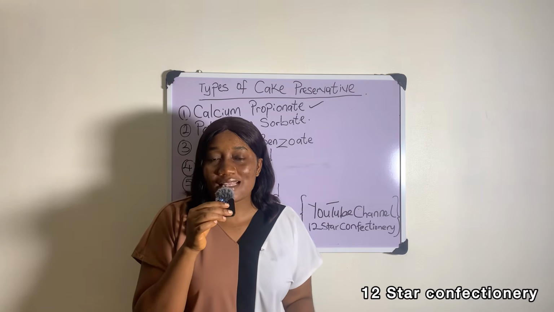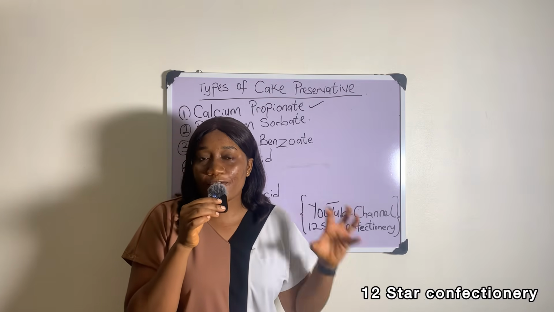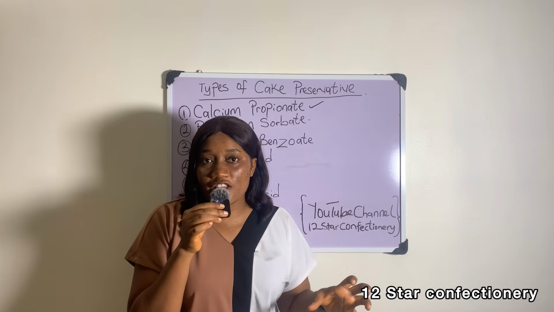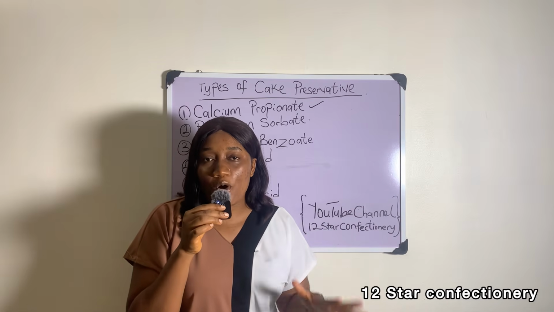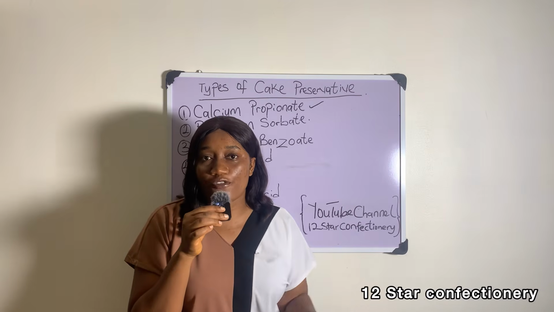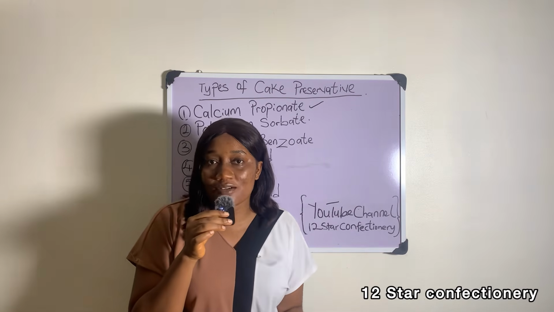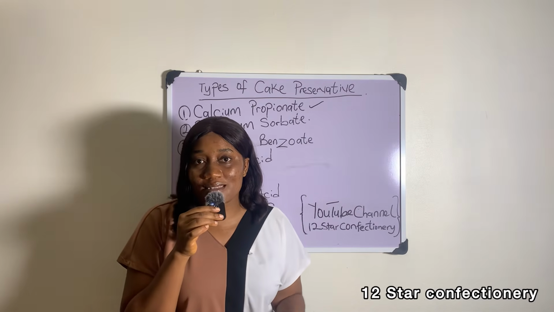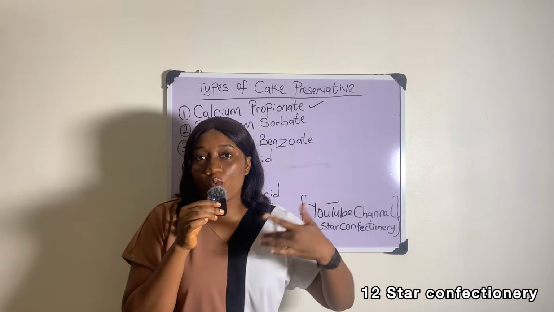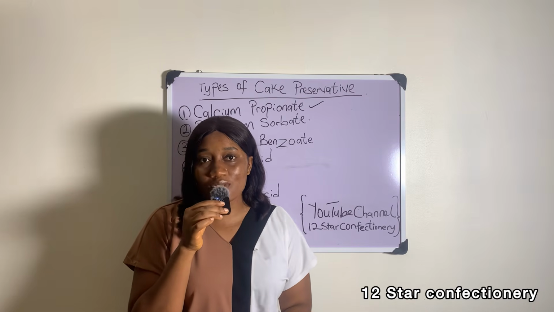But let's say for instance you want to bake a 1 kg cake, that is, your flour measurement is 1 kg. So the amount of preservative you need is 2.5 to 3 grams of preservative. That is why it is important to have a scale as a baker. So please, if you don't have a scale, go and get a scale. But don't worry, I will also convert this into teaspoon measurements for those that don't have a scale.